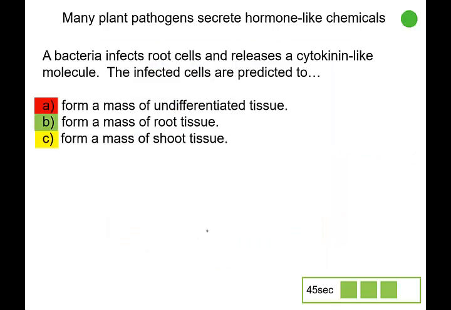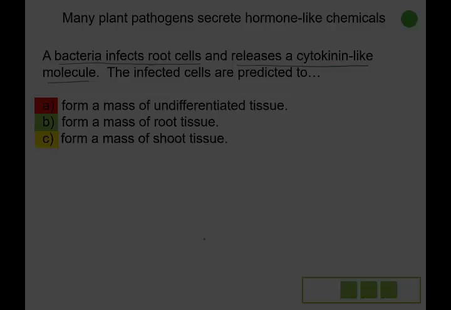Okay, so here's a thought question for you. Imagine a bacteria that infects the root cells of a plant. So in that last one, that was leaves. Now we're thinking about roots. And this bacteria is going to release a cytokinin-like molecule. What would the cells around that area be expected to do?